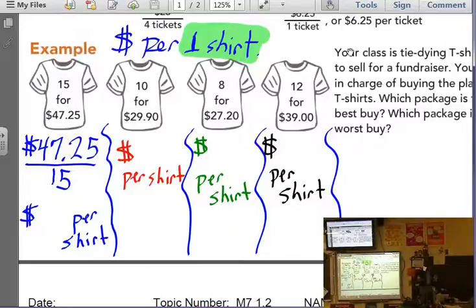So you're taking the price divided by the quantity. One of these should be terribly easy, because when you divide by 10, you're really just moving a decimal. Give you about 30 more seconds.